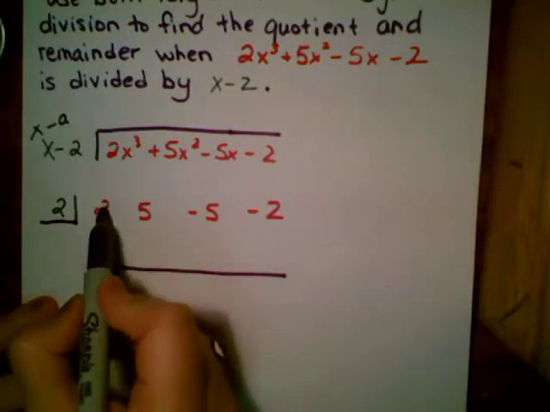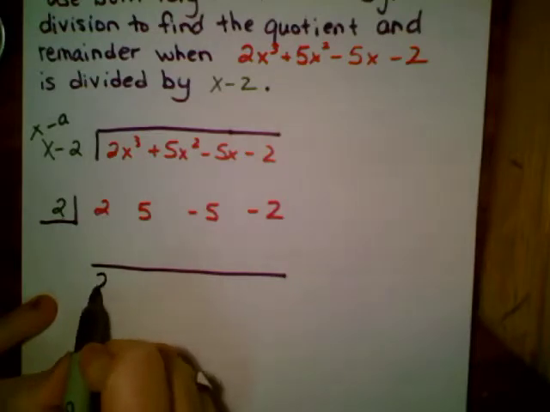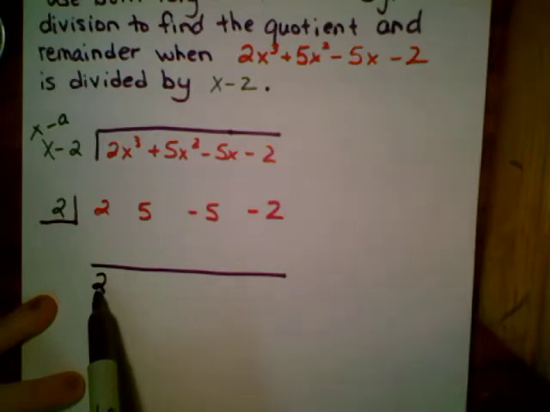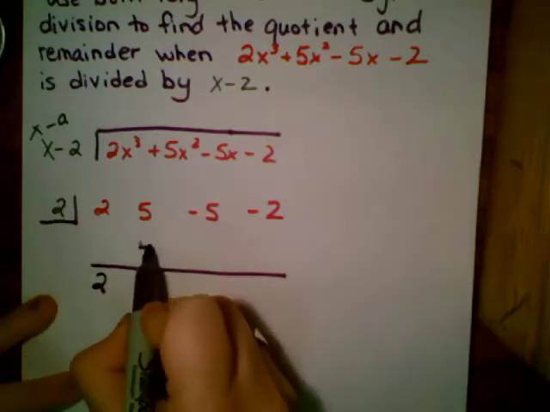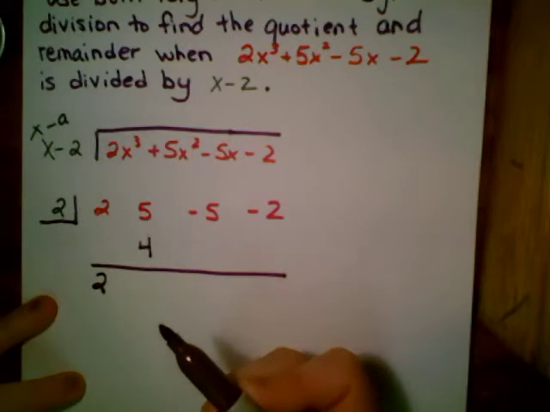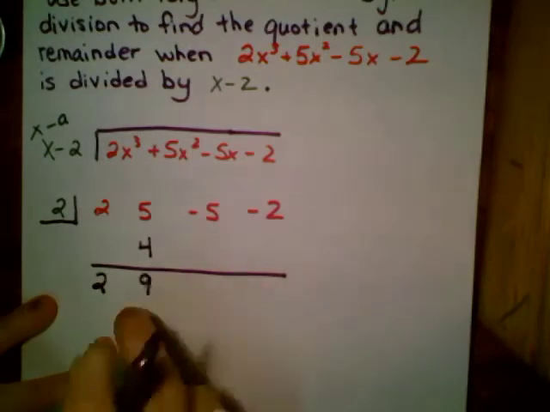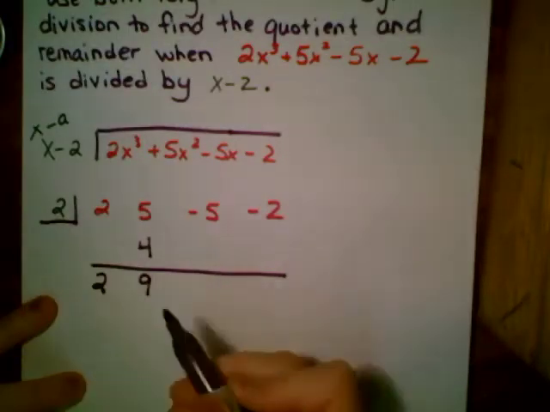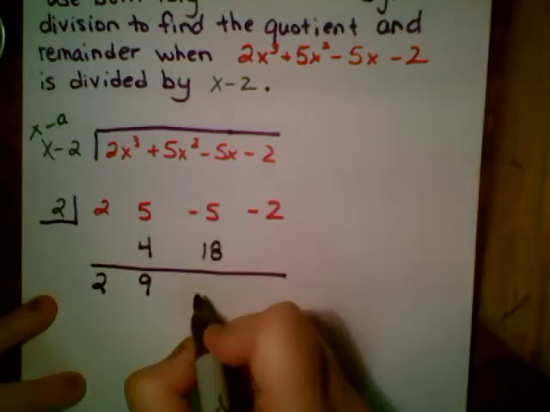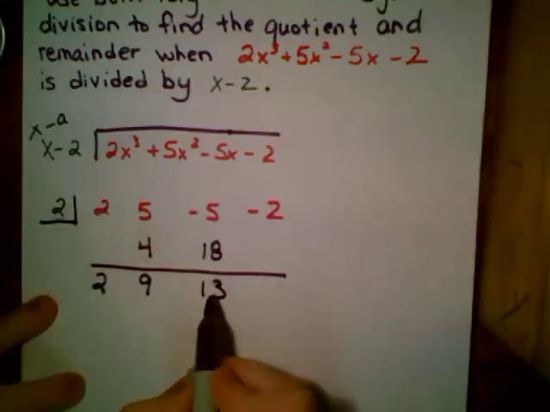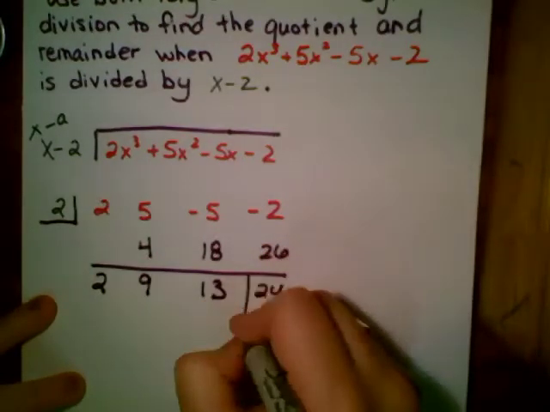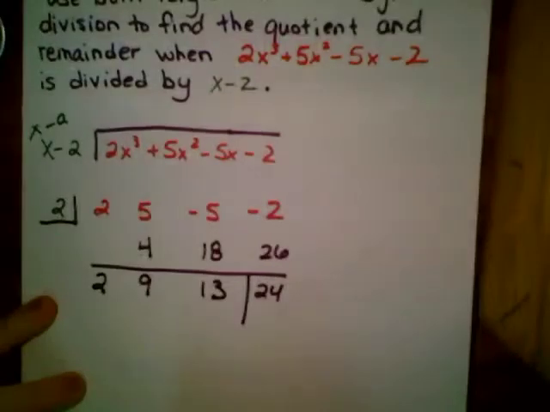But the person just brings down this leading coefficient and then takes the divisor 2 times what we brought down. 2 times 2 is 4, and we record that in the next column, and we add and get 9. Everything's going to seem kind of backwards in synthetic division. We take 2 times the 9, which is 18, put it in the next column, and then add 2 times 13 in the next column, and add, and that last number is the remainder.